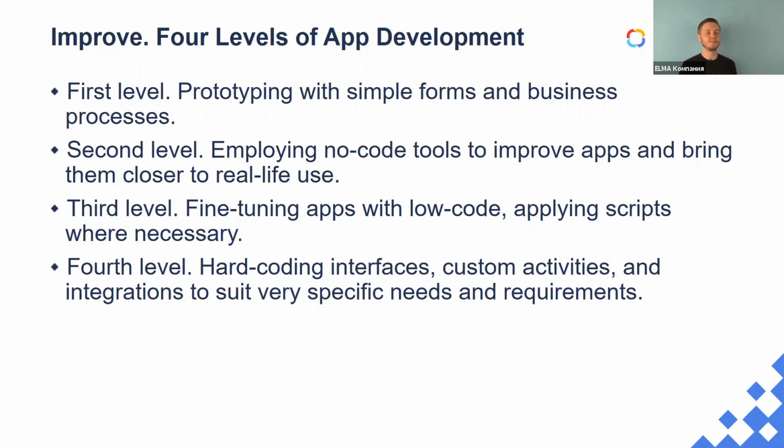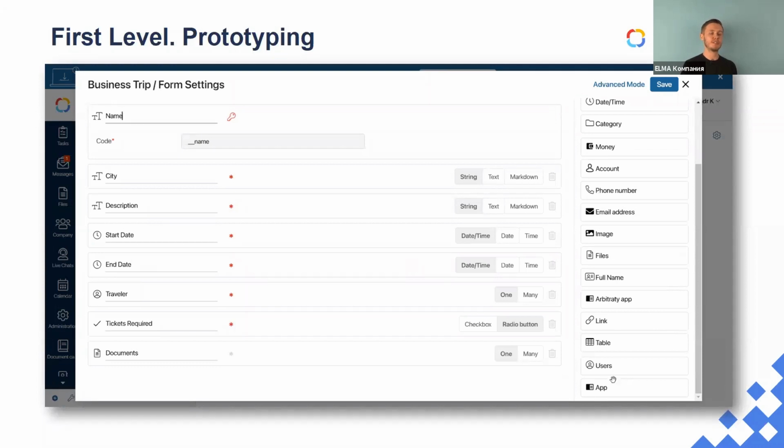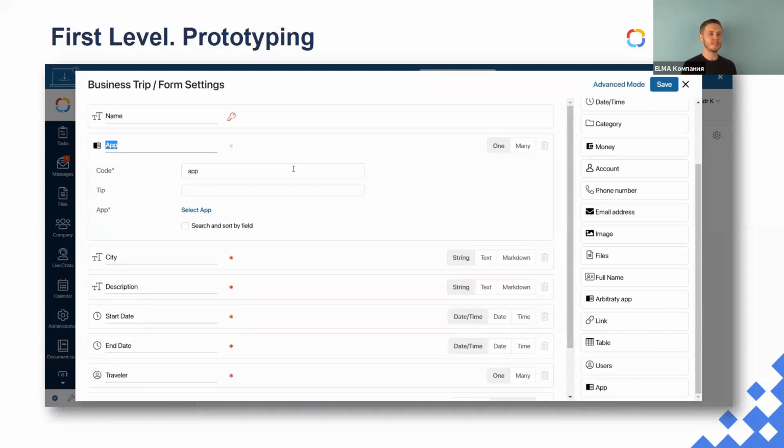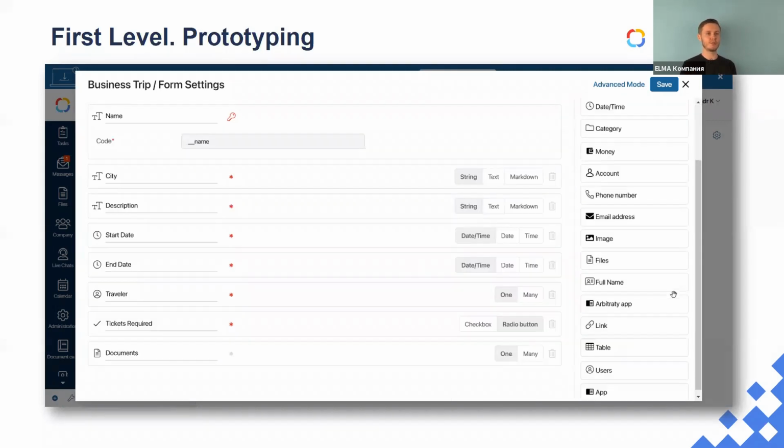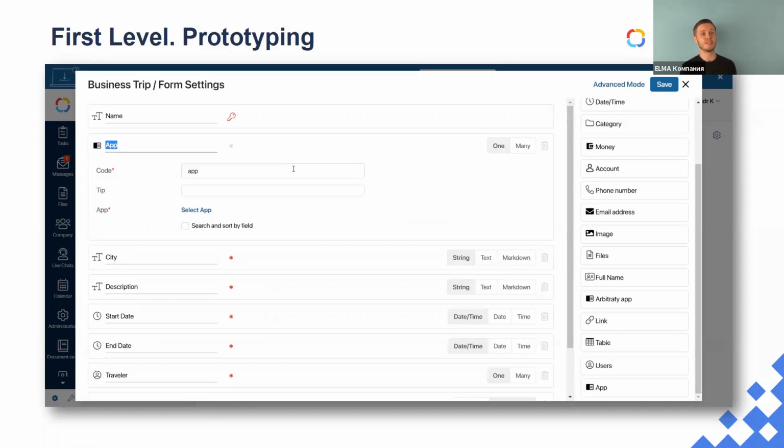So the first level is prototyping. We have already seen it. So it's a simple interface where you can create a business app in a matter of minutes. The business app that you see on your screen was created in about 10 or 15 minutes, including the business process.